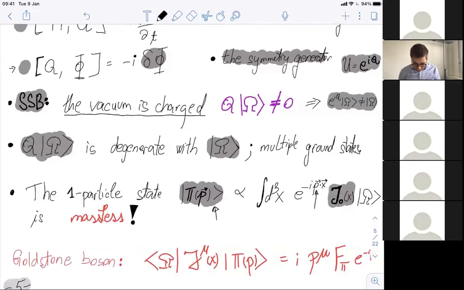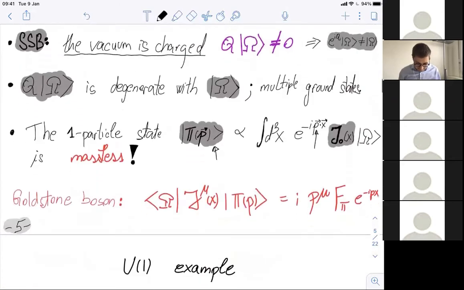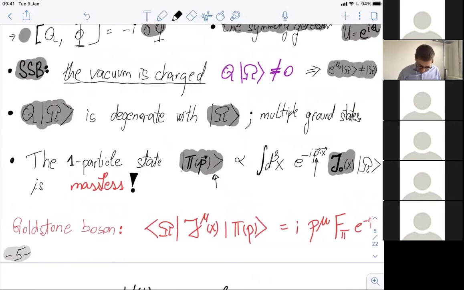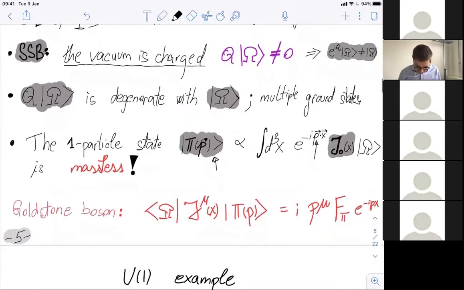I'm skipping some steps, which come basically from these commutation relations up there that I gave. So the pion is massless, and this is the Goldstone theorem. Whenever you have spontaneous symmetry breaking, for every broken generator, broken meaning the one which does not annihilate the vacuum, there is a massless particle in the spectrum of your theory. That is the essence of the Goldstone boson, and this is a very useful relation which helps you identify the Goldstone boson in your spectrum.